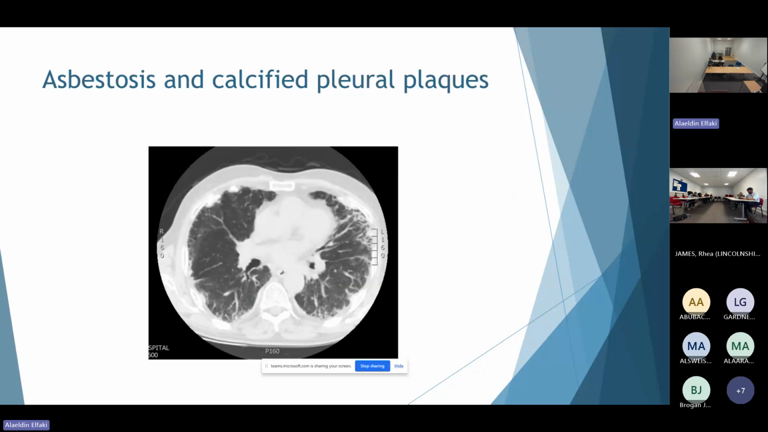Asbestos also might affect the lung in different ways, but predominantly affecting the lower lobes, and it might present with similar radiological features of a UIP pattern fibrosis. But if you see lung fibrosis in a patient with calcified pleural plaque like this or pleural thickening, then asbestos should be at the top of the list of the differential.